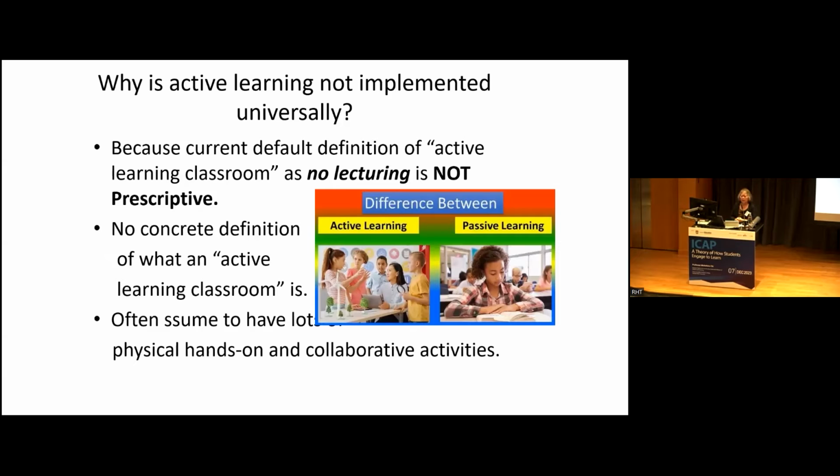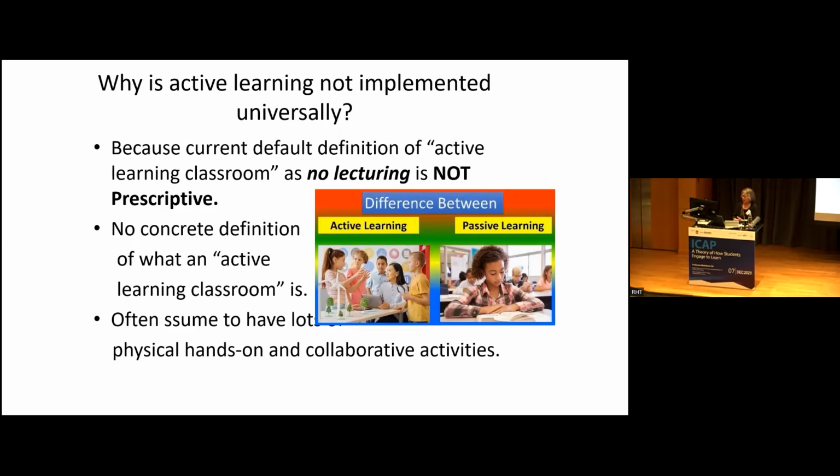So if learning is so effective in an active learning classroom, why isn't active learning implemented universally in all classrooms? The main problem that I think is out there is that the current default definition of an active learning classroom is one with no lecturing. It's not prescriptive. That is, there are no concrete definitions of what an active classroom is and what you need to do to implement an active learning classroom.